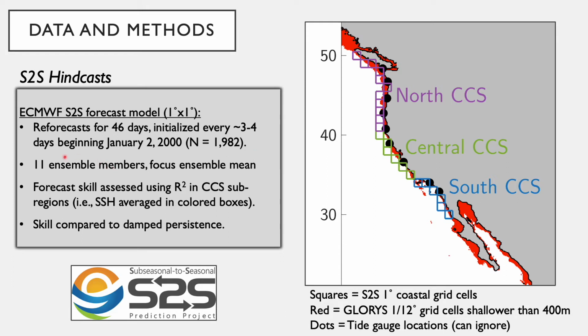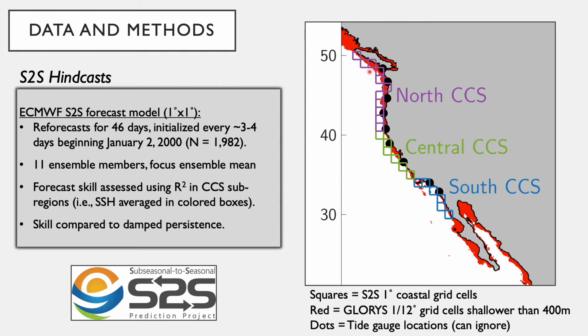Each forecast has 11 ensemble members, and we're going to primarily be focusing on the ensemble mean of those different ensemble members. The forecast skill for sea surface height will be assessed using correlation squared, or R squared, in these different California current system subregions, which are shown by these different colored boxes here in this map. Each box is showing you the coastal grid cells, the 1 by 1 degree grid cells in the S2S forecasting model.